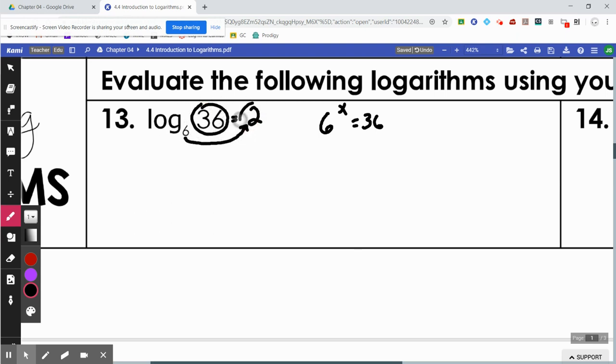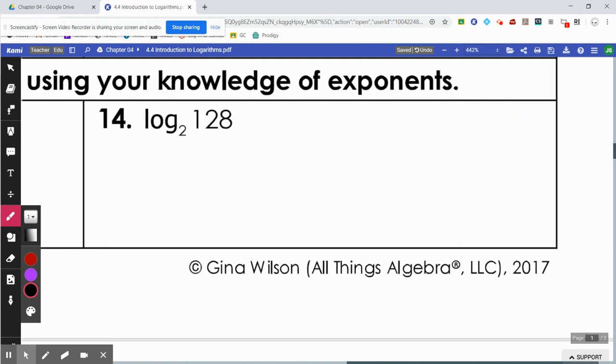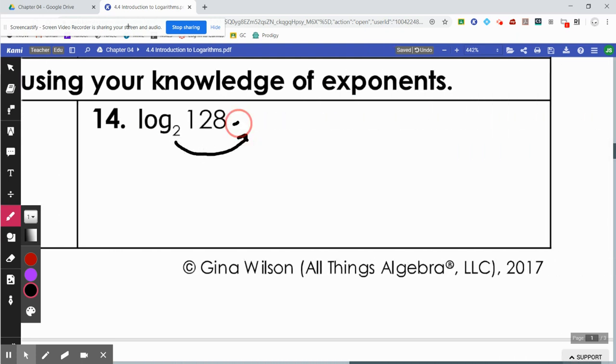So that'd be 6 to the second power is 36. 2 to what power is equal to 128? 2 to the first is 2. To the second is 4. I'm going to count through these: 2, 4, 8, 16, 32, 64, 128. That's 2 to the 7th power is equal to 128.